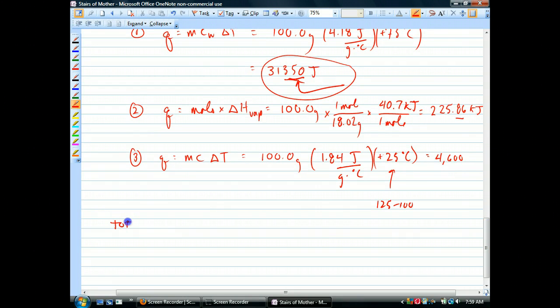Now the total Q is going to be, and you can do it either way. You can either convert joules to kilojoules or kilojoules to joules. I'm going to go to kilojoules because it makes sense to put my final answer in kilojoules. So I'm going to write 31.350 kilojoules plus 225.86 kilojoules. The underline is telling me those aren't significant digits. And then 4,600 joules. And here, nope, sorry, 4.6 kilojoules.